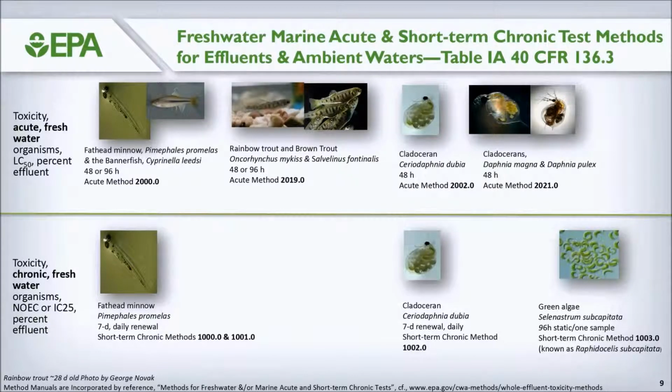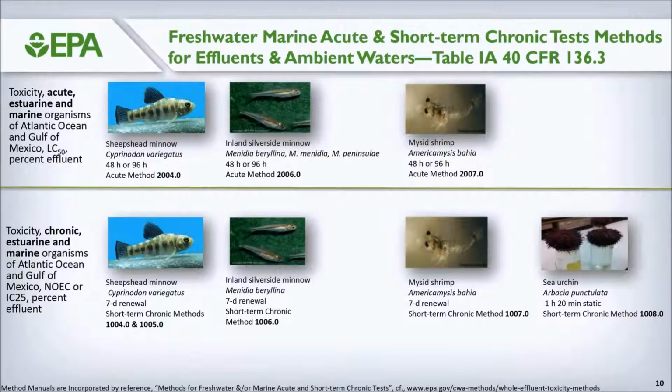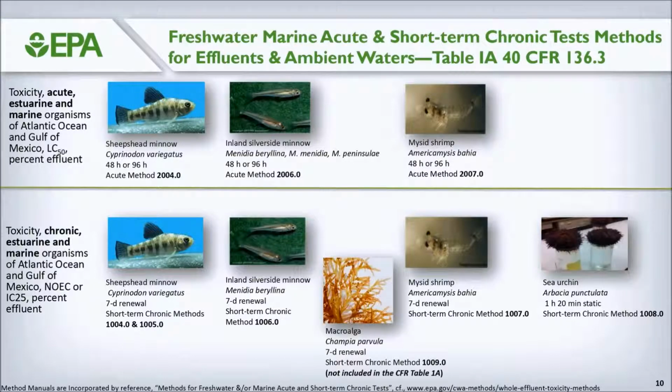So this screen sets up the acute and the short-term chronic test methods, where the top of the screen are the species that we use for acute 48- or 96-hour tests, and the bottom are for the short-term chronic tests, some of which are the same species as at the top. And then you can see that we don't have species for both acute and chronic for the freshwater. For the marine methods that were published at the same time, we have two fish and a mysid, and we also have a sea urchin. So we have a few more species.